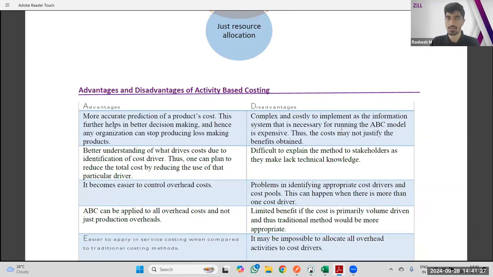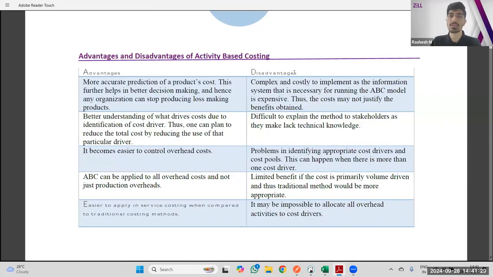Okay, let's discuss that. All right. Umang, can you read the disadvantages first of ABC? Only disadvantages. Yes, sir. First point, complex and costly to implement as the information system that is necessary for running the ABC model is expensive. Thus, the cost may not justify the benefits obtained.